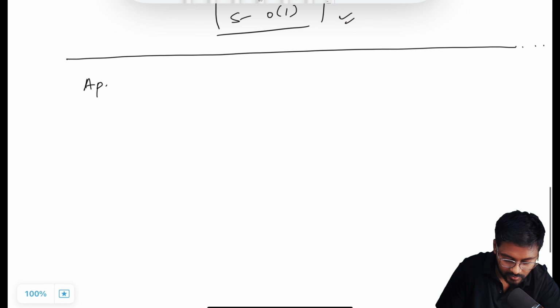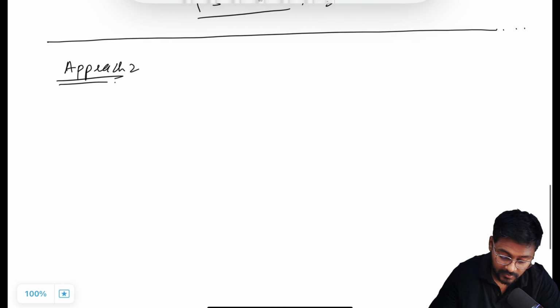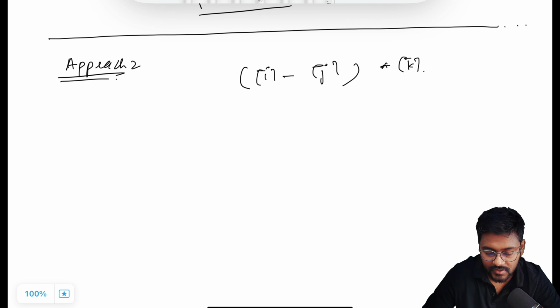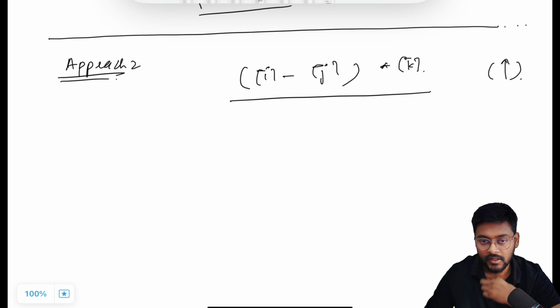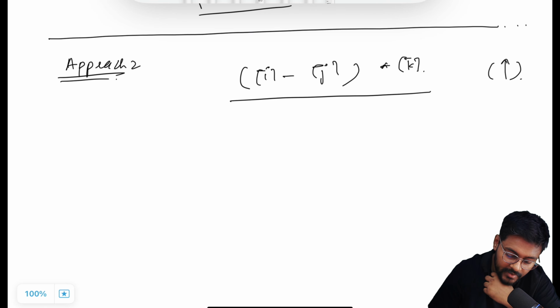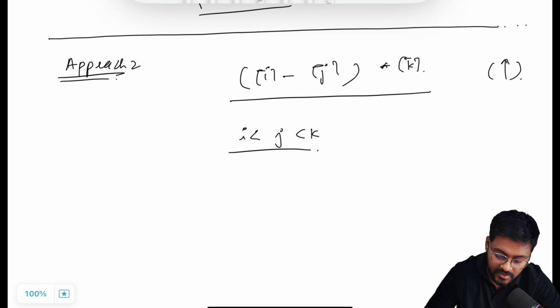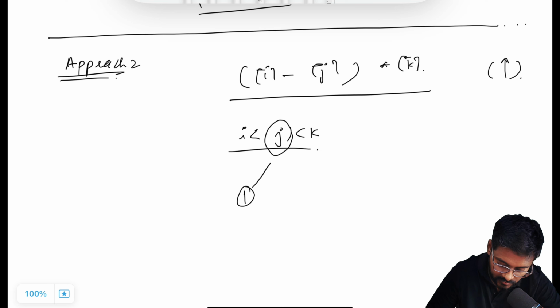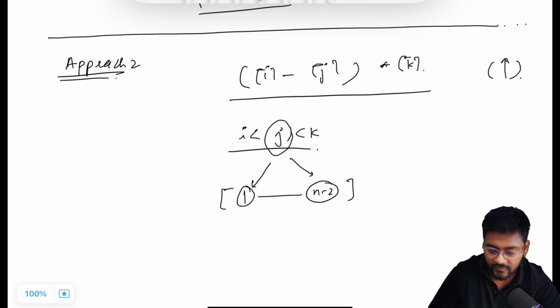Now let's directly come to approach 2. Approach 2 that came to my mind, I got an idea from this formula, (i minus j) into k. This is the formula that I need to maximize. And the other thing is you have to pick items in order, right? If I just directly ask you what can be the possibility of this j? j can start from index 1 and j can go till index n minus 2. So this is the range for j.